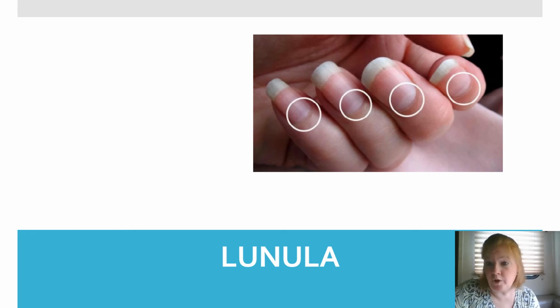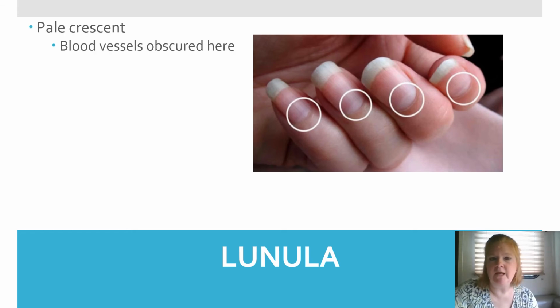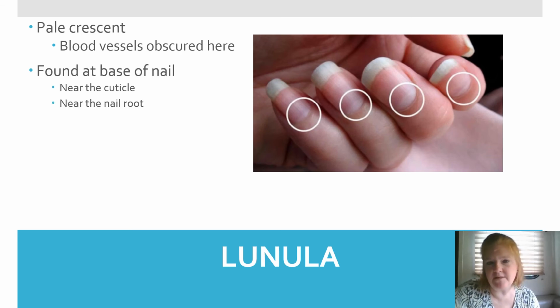All right, the lunula. It's a pale crescent right at the base of your nail, right above the cuticle. The blood vessels are obscured here, so the color of the nail changes. It's found at the base of the nail, again near the cuticle, near the nail root.